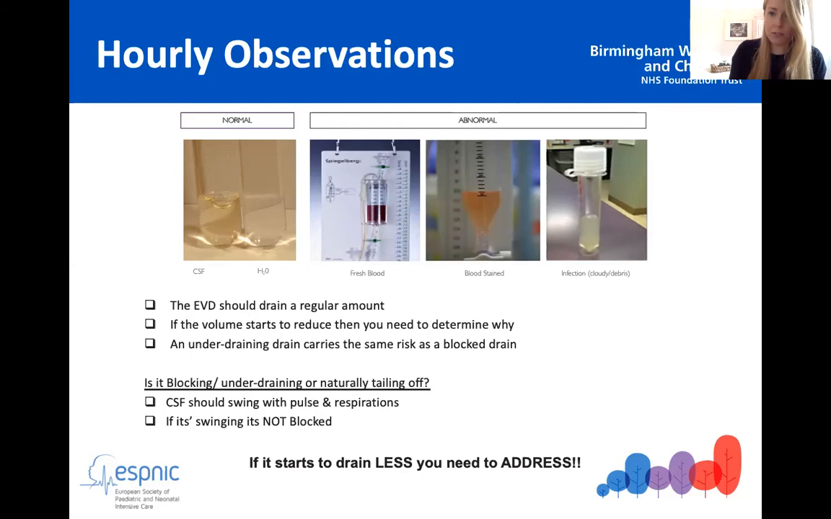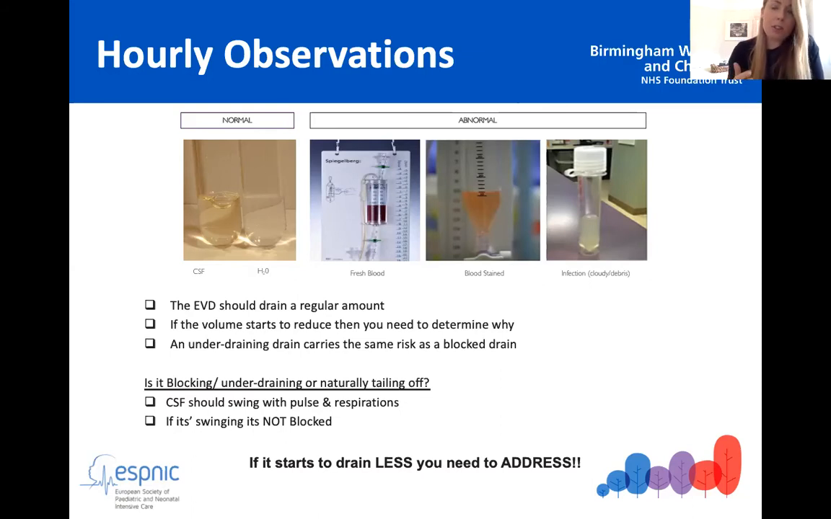So any suspicion of a blocked EVD, because it's under draining or it's had a zero drainage, any hour that the nurse documents a zero drainage, you need to escalate and go through some troubleshooting measures to determine if you think that EVD is blocked, and therefore does it require immediate escalation to a neurosurgeon. It should really only be a neurosurgeon that can determine whether or not they're happy that this drainage is because the drain is naturally tailing off, or because it's blocked.